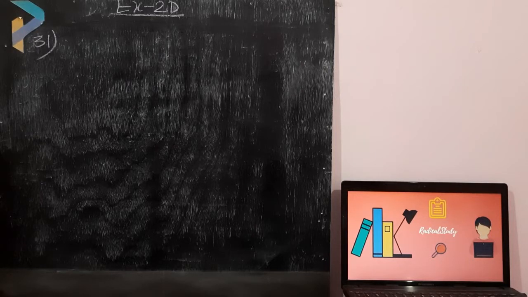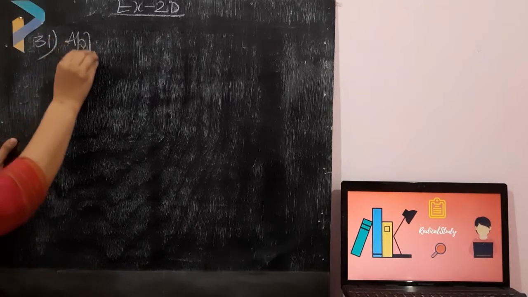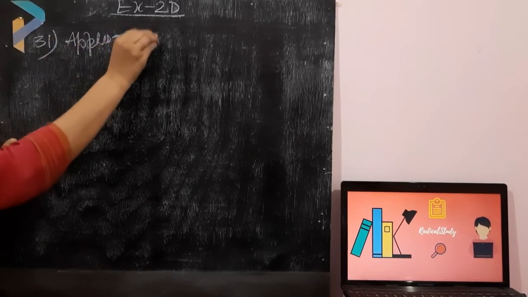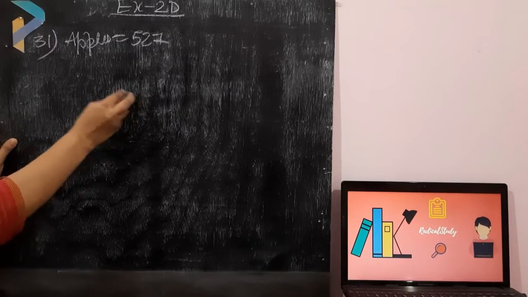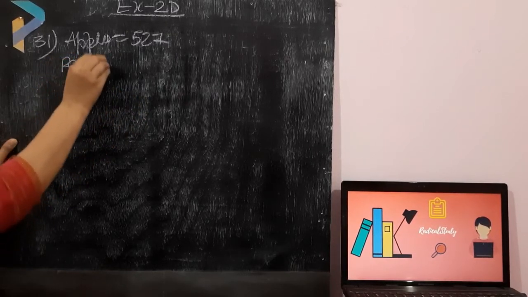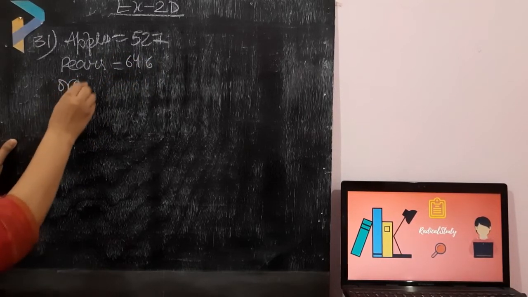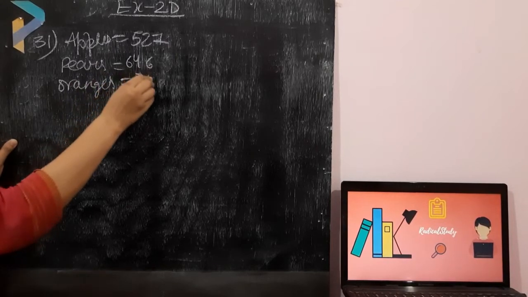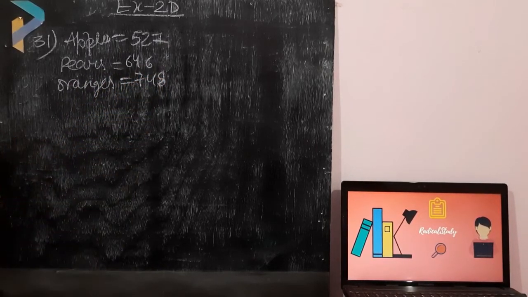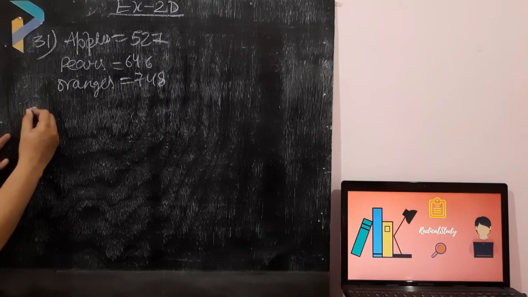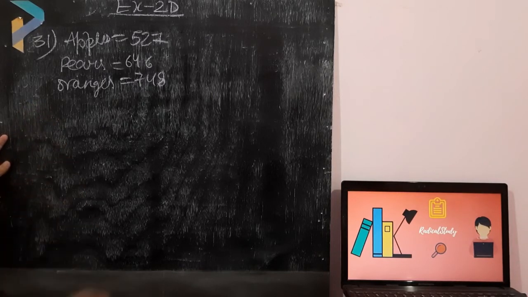So how many apples were there? I am going to write it on the board for you. 527. Now how many pears were there? It is 646. Now how many oranges were there? It is 748. Okay students. Now what we have to do? We have to keep all these three in the same box, and the box will contain the same number of fruits. So how many fruits will be kept in one box? We have to find out that. So for that, the maximum number of fruits that can be placed in one box, we have to find out the HCF of these three numbers.